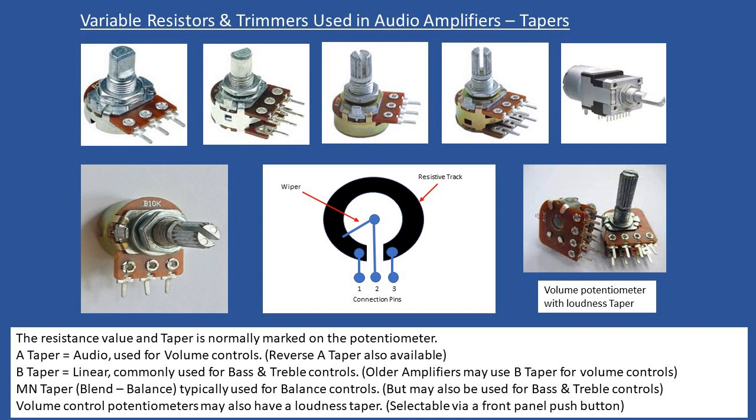Again, for guitar type amplifiers, it would not be uncommon to see an MN taper, say on a bass amplifier, and they would refer to that as a blend balance type. But as always, that's not always the case. You may well find an MN taper in some amplifiers, and you look down and say, well, that's the bass and that's the treble control, so why is it MN? That's just what the designer has specified, and that's what's been installed.